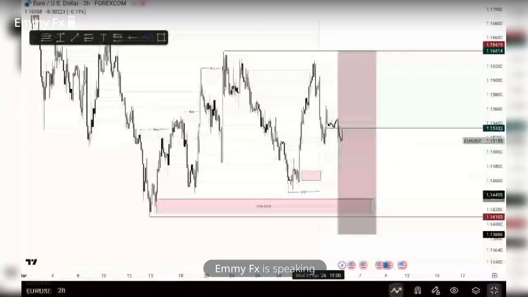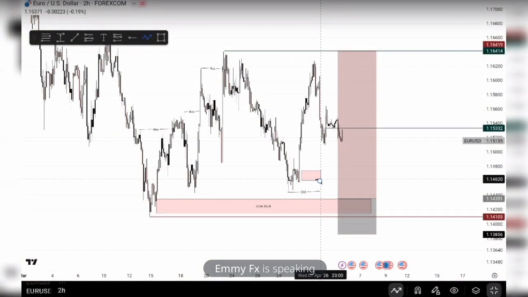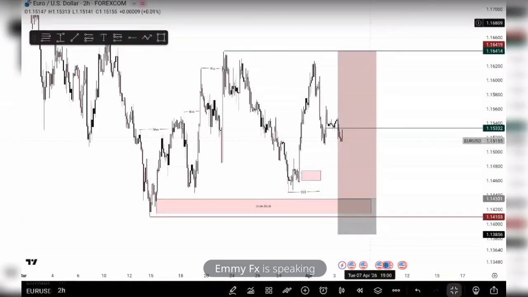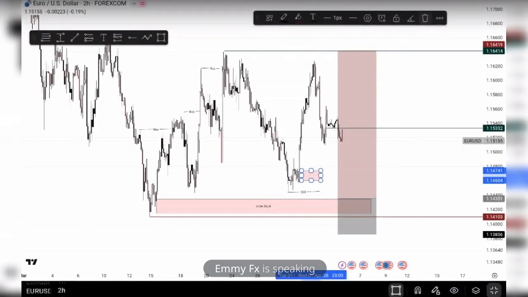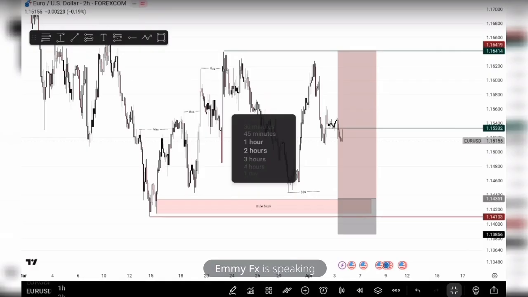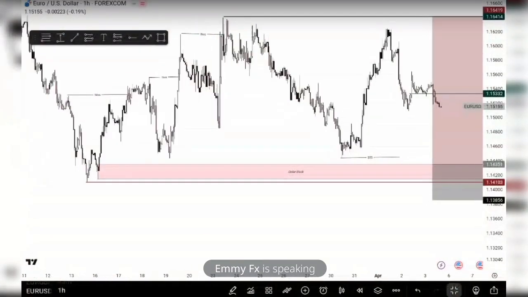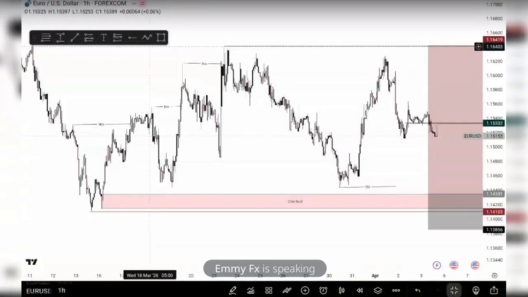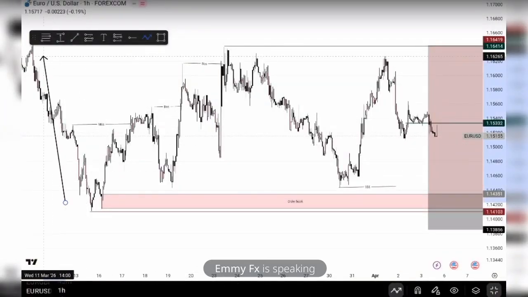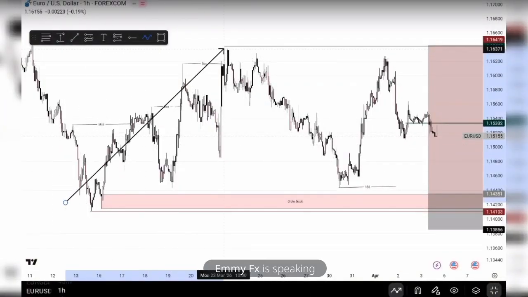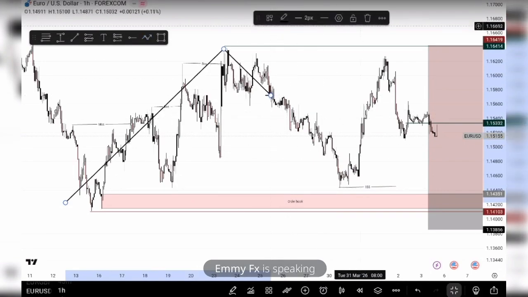Alright, so I also shared the setup with you guys, the setup from last week. If you can remember this move here, when price reacted from this supply zone, we saw this move there and I shared this setup with you guys. Now the reason why I shared this setup with you guys is this.